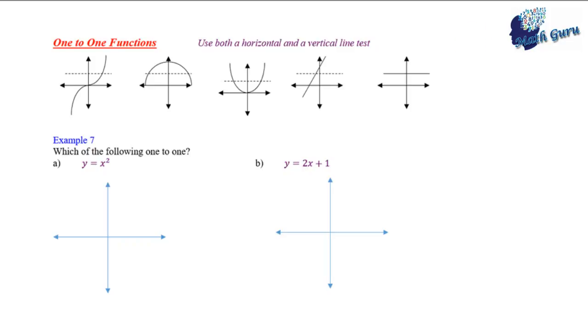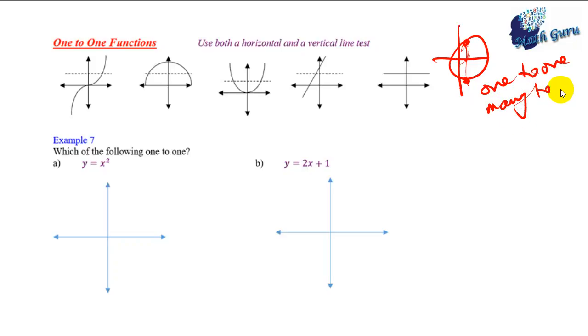So if you think about it, if I have a graph, if an x value has multiple y values, so there's one and there's one, it's not a function. So it could be a one-to-one function or a many-to-one. Many-to-one means many x values can have the same y value. However, one-to-one means one x value gives one y value.